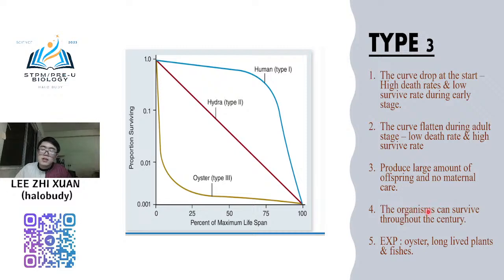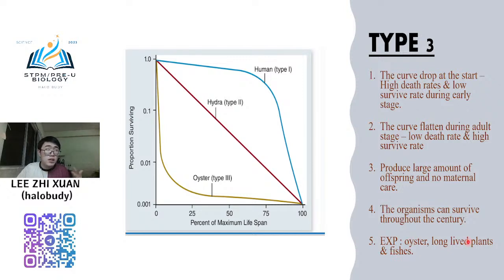And then this organism can survive throughout the century. So throughout the century, meaning that when the organism has already reached the adult stage, when it can survive until adult stage, the lifespan of this organism is very long. Dia boleh survive more than 100 years. But for human, we only live within 100 years. For this one, it can be more than 100 years. So one of the examples is oyster, and then plants, woody plant trees.